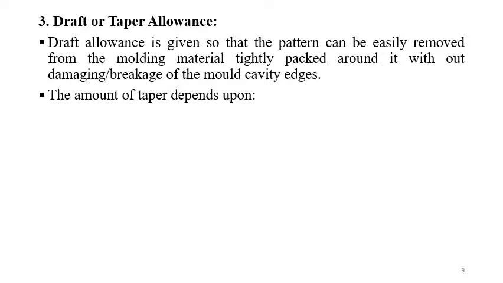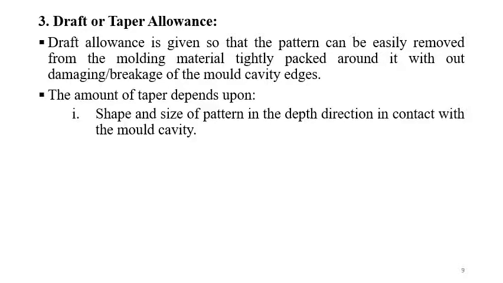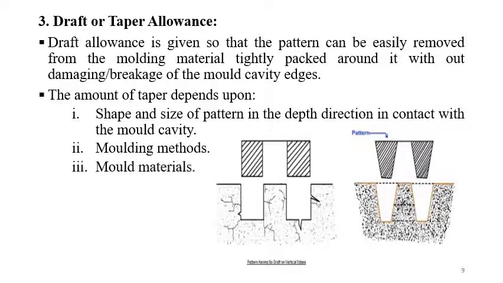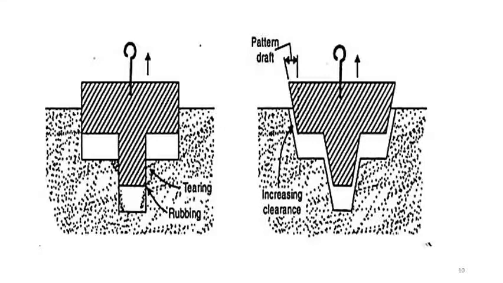The amount of taper depends upon the shape and size of the pattern, and the direction in contact with the mold cavity. You can see in this figure: this is the taper, meaning some small angle is provided here. This is a vertical shape, so this is without taper allowance, and this is with taper allowance provided. So you can see this figure to clearly understand the taper or drop allowance.